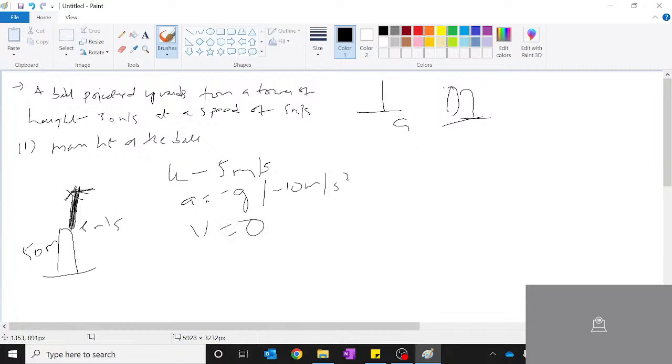And what are you supposed to find out? S, that is the displacement that it travels from this point. Clear? Understood? So now what is the one equation that connects all these four? v square is equal to u square plus 2as.